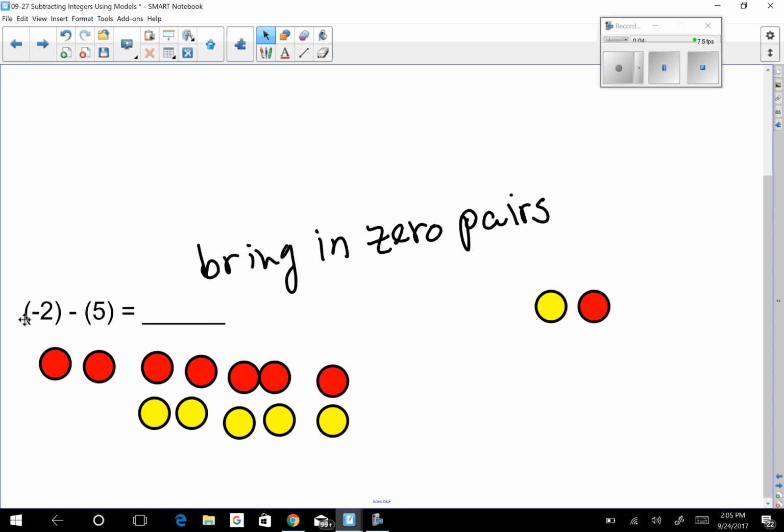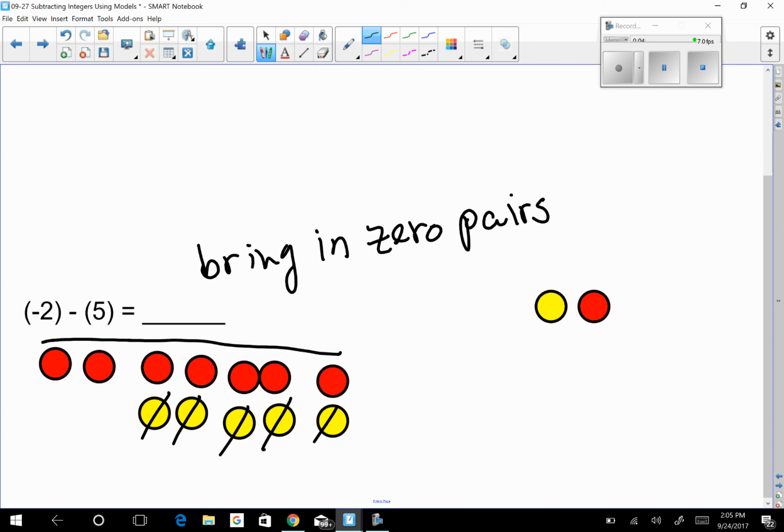So you have negative 2, and now we can actually take away 5 positives because we brought 5 positives in to take away. So now we're going to take those away. 1, 2, 3, 4, 5. And now what are you left with? All these negatives. So negative 2, take away the positive 5 is going to be negative 1, 2, 3, 4, 5, 6, 7. So it's negative 7.